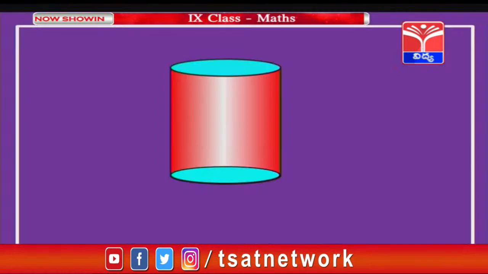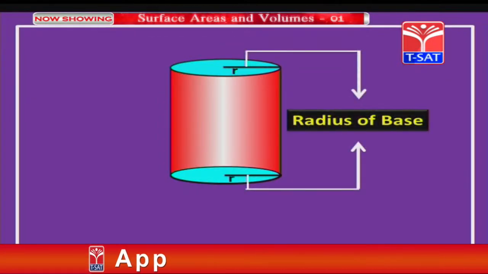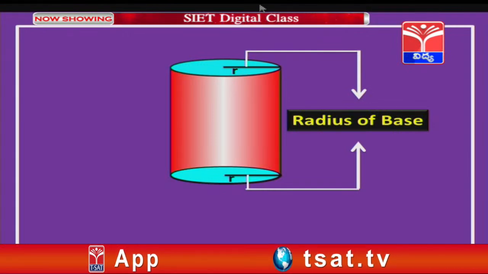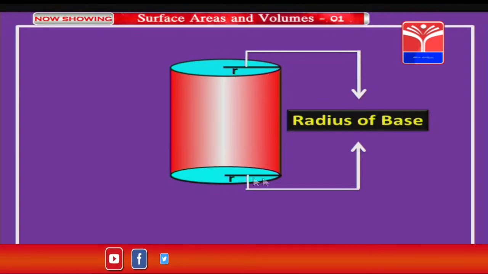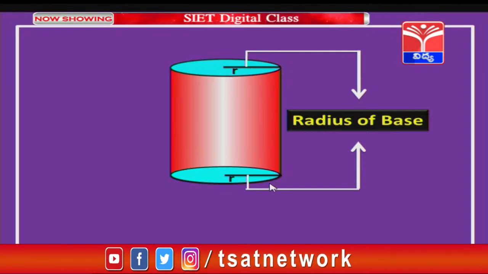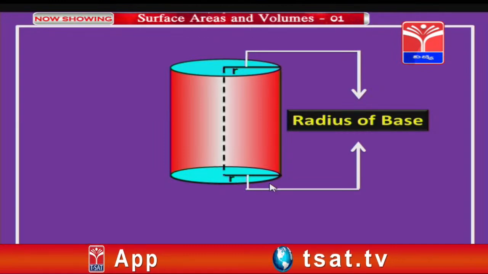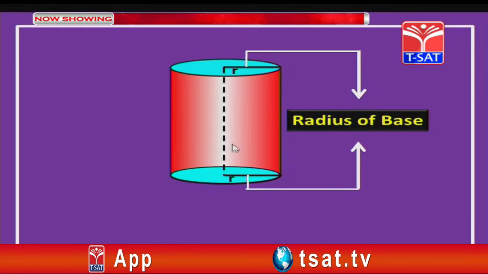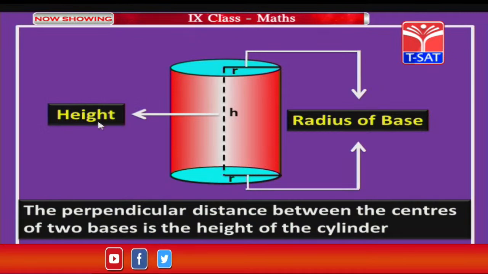Okay, children. Let us consider this cylinder. Now, the line joining the center and any point on this base, okay, children, we call this the radius. So, we have two bases, so we have two radii. Radii is the plural form of radius. Then this is the line joining both the centers, and it is perpendicular to both the radii. So, we call it the height.